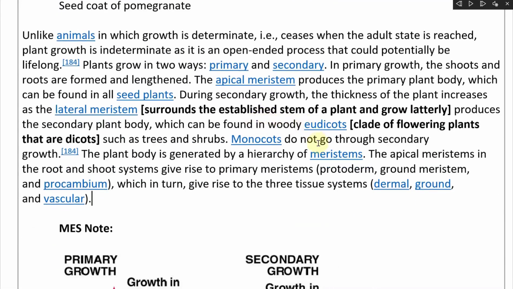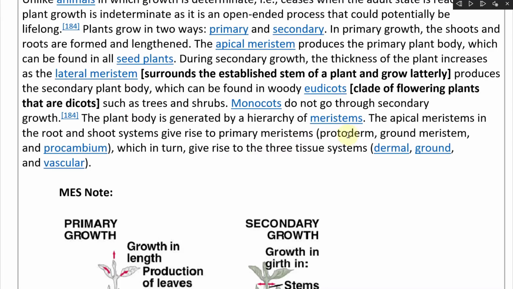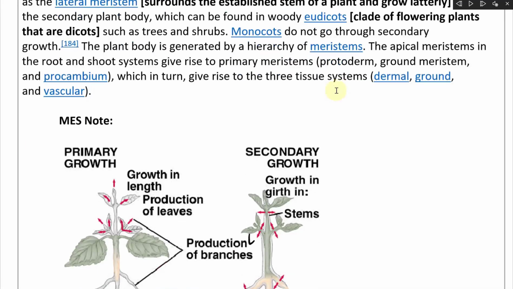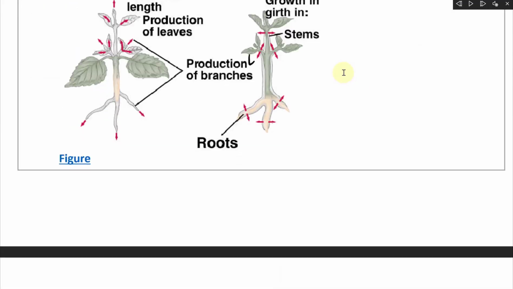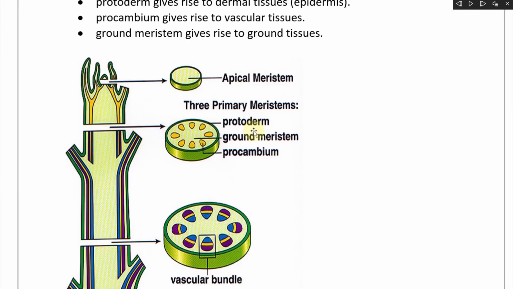Mentioned it over here. So the apical meristems in the root and shoot systems give rise to primary meristems, protoderm, ground meristem, and procambium, which in turn give rise to the three tissue systems over there. That's very interesting. So let's take a look at over here. Let's make this a bit smaller.